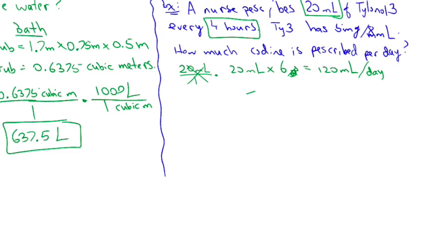Okay. So what do I want to do with 120 milliliters? I'm going to ignore the per day because it just gets in the way, because my answer is eventually going to be per day. So what do I do with 120 milliliters of Tylenol 3? What do I want to get rid of? The milliliters, because codeine is measured in milligrams. So right off the bat, you know you need to get rid of milliliters. What do I want to change it to? Is there a relationship between milligrams and milliliters?